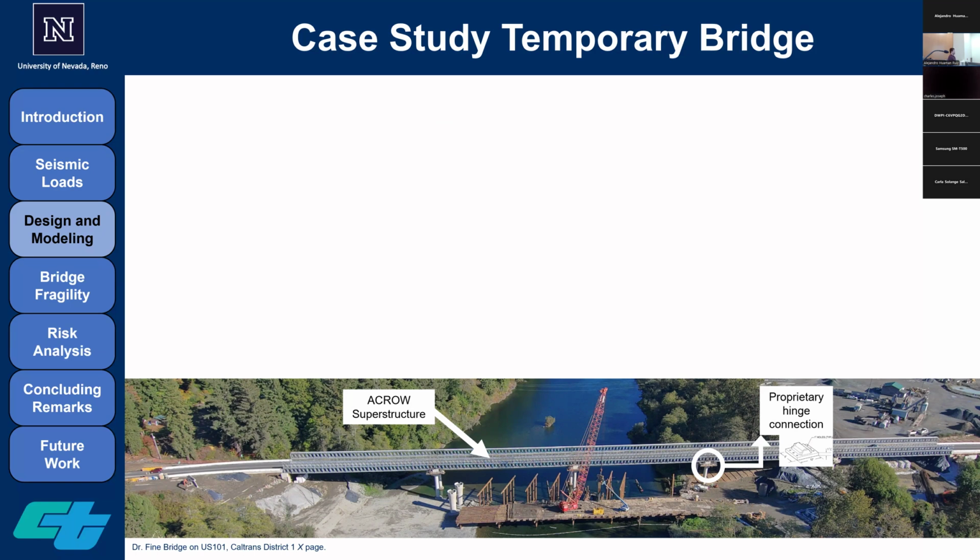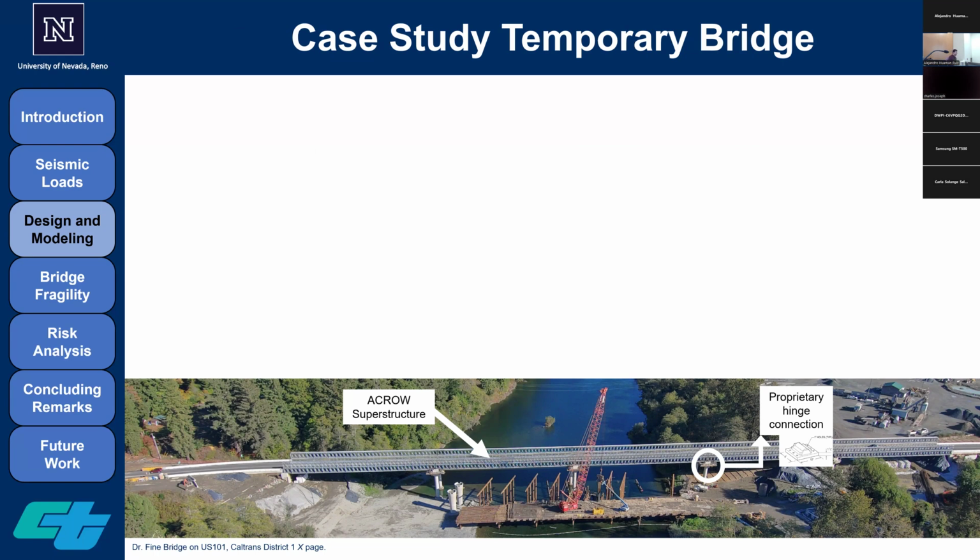And this is actually the latest constructed ACRO bridge in the state of California. It's located on California US 101 road, and it's called Dr. Fine Bridge, which was the name of the previous bridge that was demolished here. You can see the columns here, and it's taken from Caltrans District 1, previously the Twitchell Bridge. And you can see the superstructure actual here. I'm going to talk more about the hinge later. And this is the total shape.